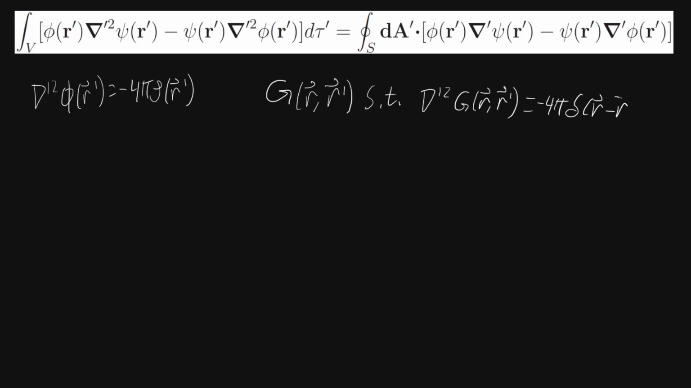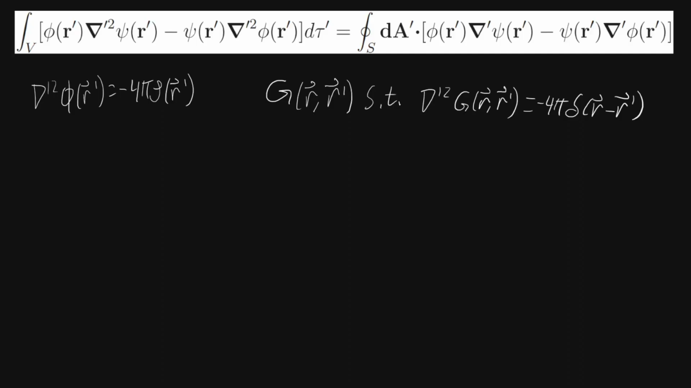And so since this Green's second theorem is going to be true for any scalar function, we can replace these psi's with another scalar function. And so what we choose to do is replace it with something called the Green's function, which is going to be a function of r and r prime. And we define this such that the Laplacian of the Green's function is going to be equal to negative 4 pi times a delta function of r minus r prime.